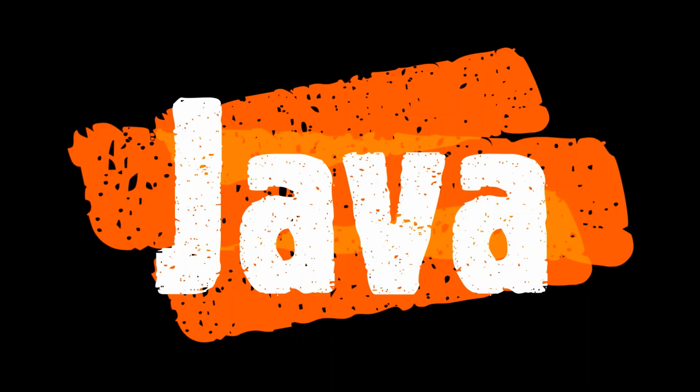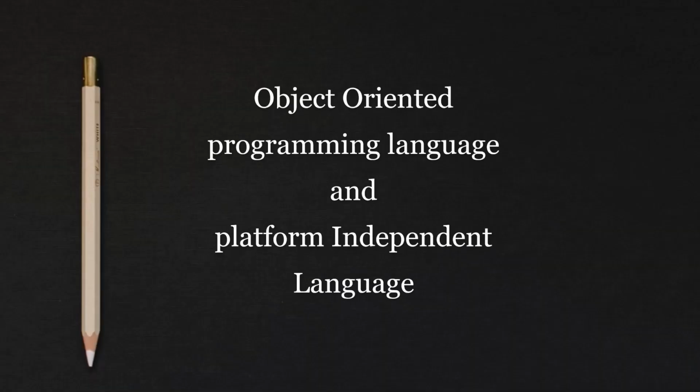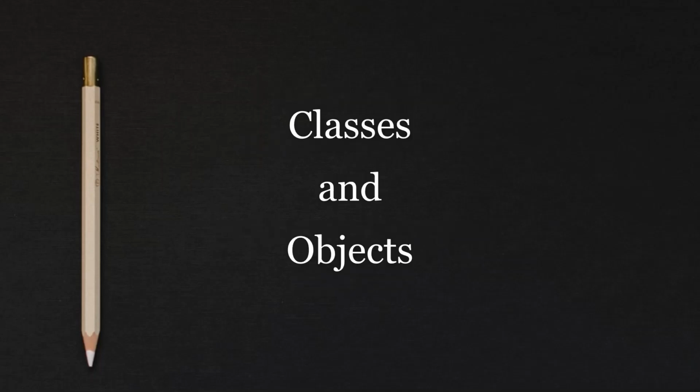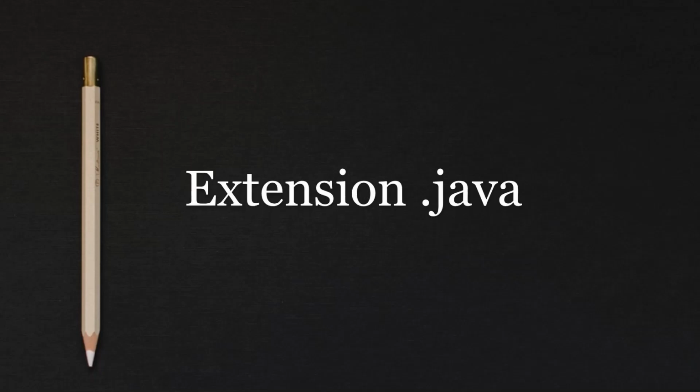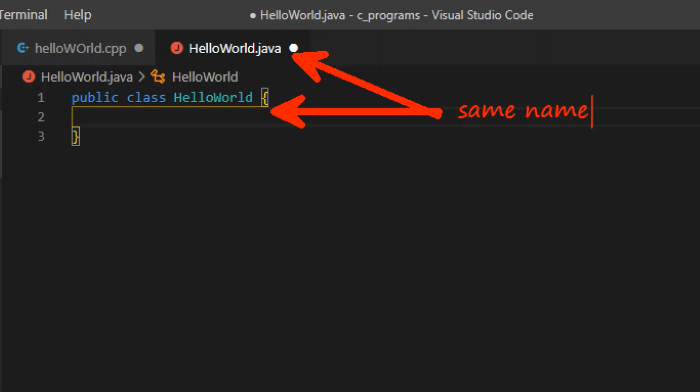Next, coming to Java. Java is an object-oriented programming language, but not pure. It is a platform-independent language. Everything in Java is in the form of classes and objects. Create your new file with .java extension. One main thing we have to remember in Java is that the file name and the class name having main should be the same. I saved my file as helloworld.java. So my class name must be helloworld. So public class helloworld.